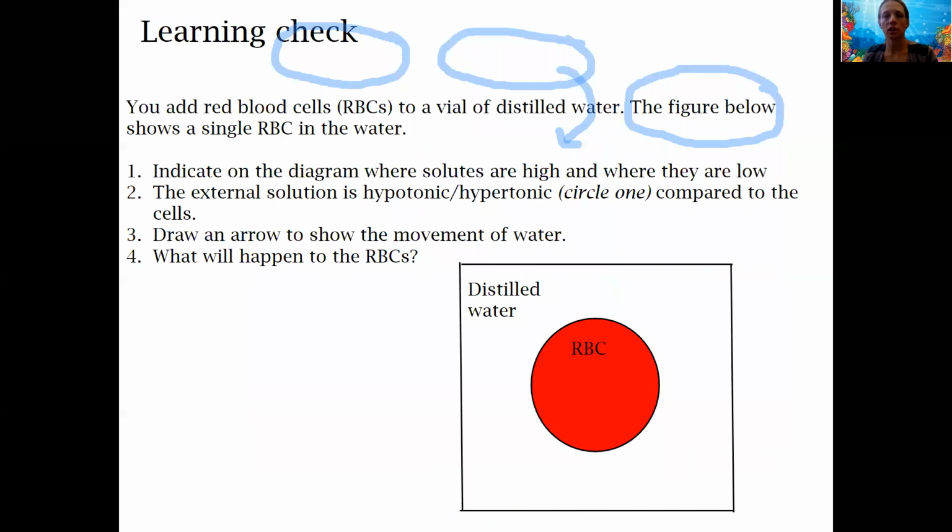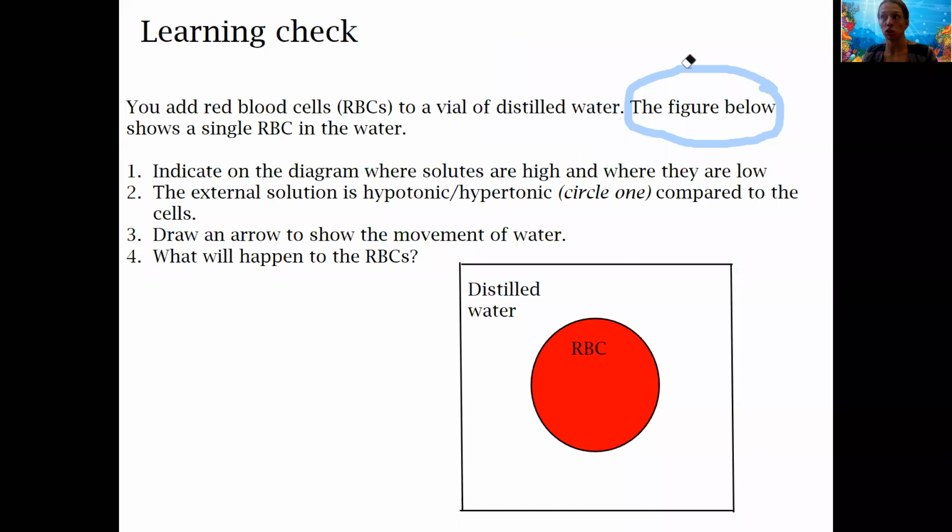Okay, let's do a learning check. So what I want you to do is imagine what you're going to do in lab. Add red blood cells to a vial of distilled water. Distilled because that means there's going to be no solutes in it. The figure below shows a single red blood cell in this water. So a kind of schematic of this. Indicate on this diagram where the solutes are high and where they're low. And then tell me, is the external solution hypo or hypertonic compared to inside the cells? Which way will water move, and what will happen to the red blood cell? So pause the video and do this.